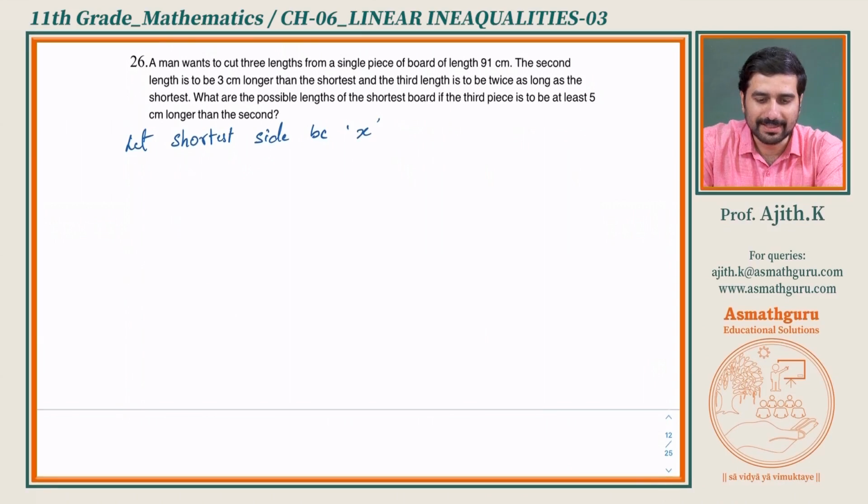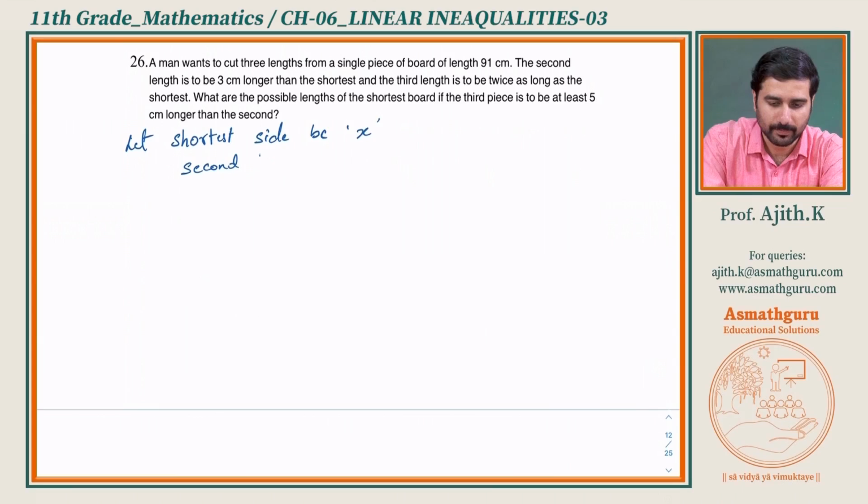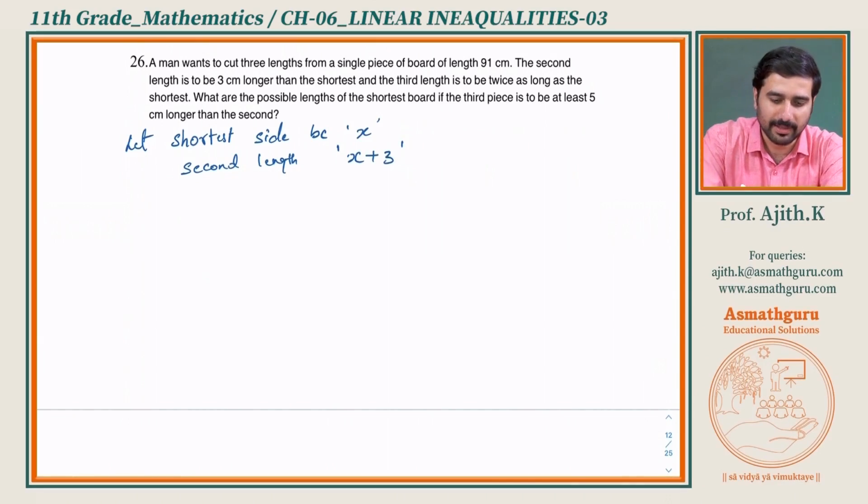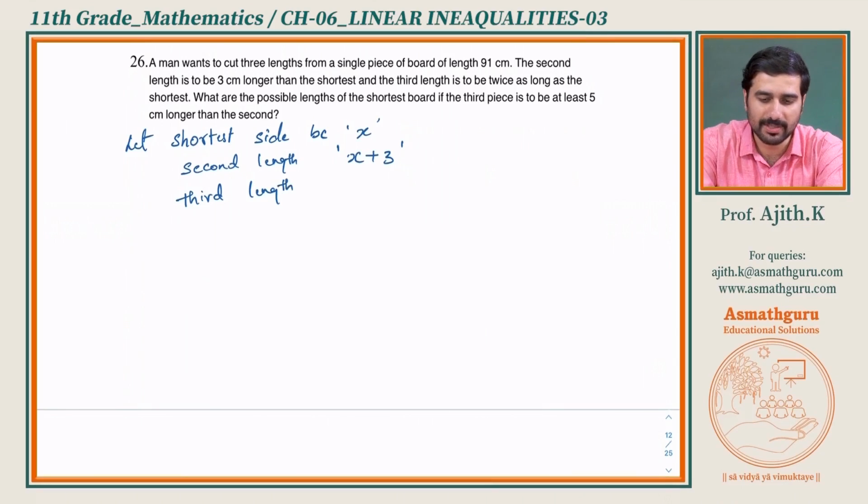A man wants to cut 3 lengths from a single piece of board of length 91. Take the second length, or the second piece. The second length is to be 3 cm longer than the shortest. So I'll take that as x plus 3. And the third length is to be twice as long as the shortest. So I'll take the third length as 2x, because it is twice as long as the shortest.